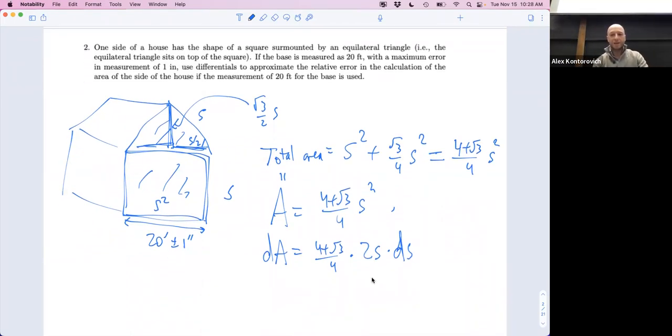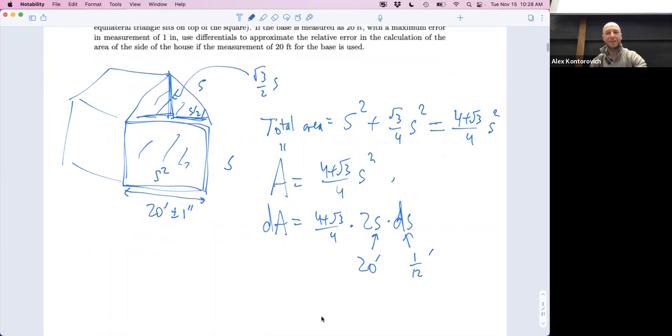Okay, so S is 20 feet. What are we going to do for this area? Is it going to be in inches or feet? It looks like feet. It didn't tell us if it wants it in feet squared or inches squared. Let's make it feet squared. So this is 20 feet, and dS is 1/12 of a foot.